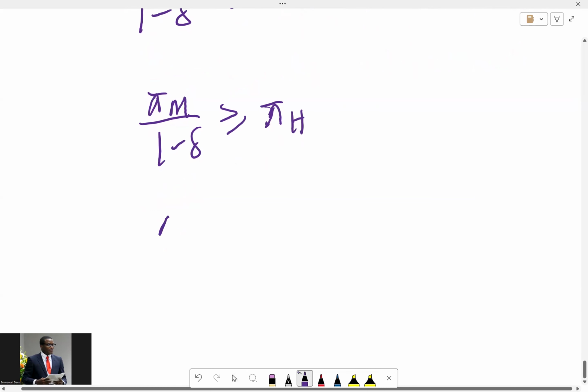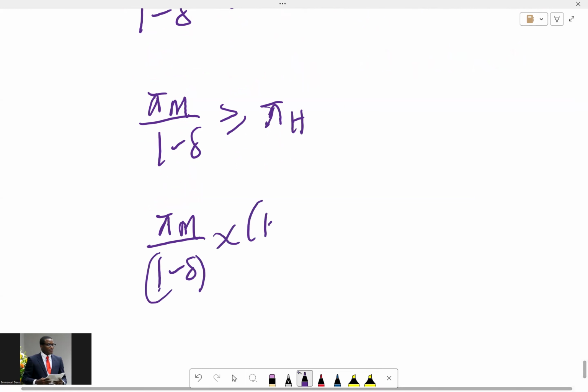So that means we have pi M over 1 minus delta, all right, times 1 minus delta is greater than or equal to, so this delta now, it all depends on what it is, but let's assume it's less than 0, right?